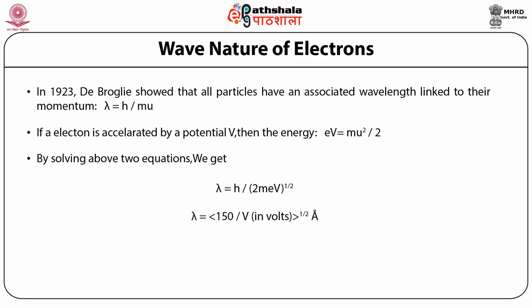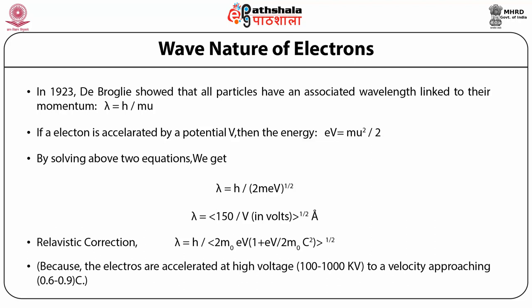Since this electron is accelerated with a very high voltage, for example 100 kilovolt, the velocity of this electron will be 0.6 to 0.9 c, where c is the velocity of light, and therefore a relativistic correction is required, and finally the equation turns out to be lambda is equal to h upon (2 m0 eV (1 plus eV by 2 m0 c square)) to the power half.